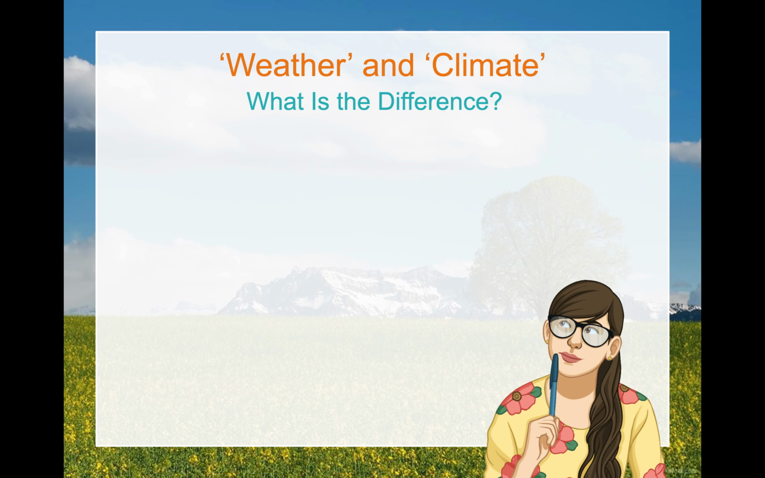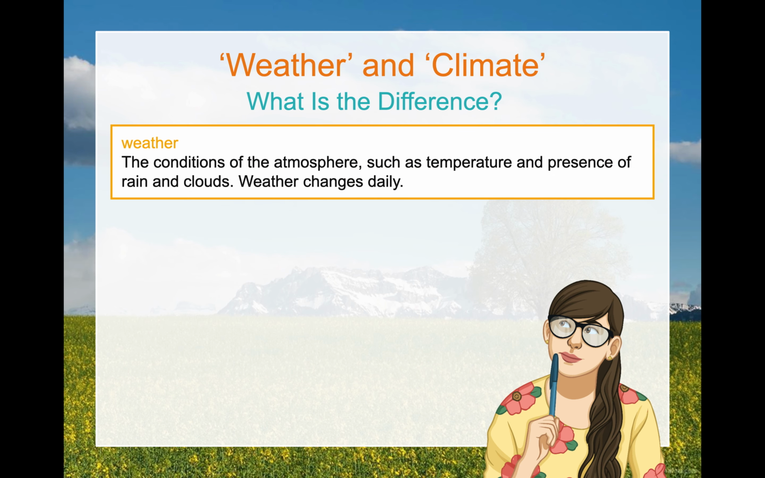So the words weather and climate. What is the difference between weather and climate? Let's look at weather first. Weather, as you already know from our past couple of weeks, is the condition of the atmosphere, such as the temperature and the presence of rain and clouds. Weather changes daily. So every day I can look outside my window and I'll say, okay, what is the weather today?